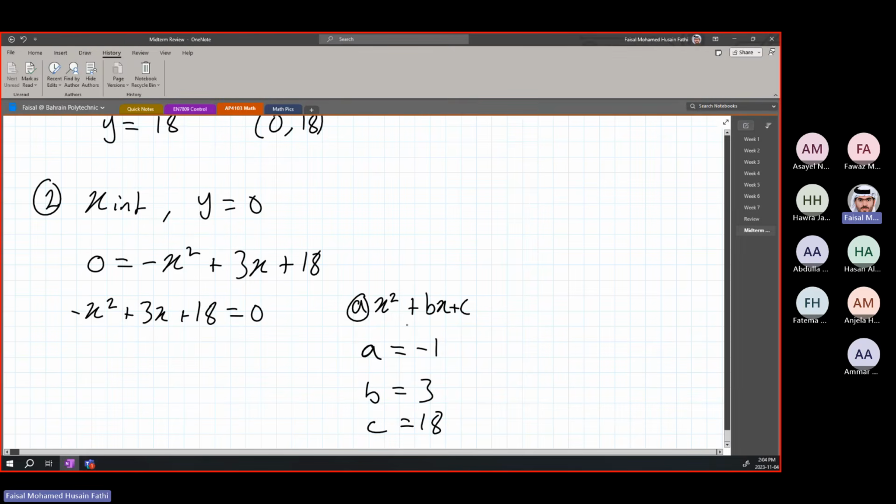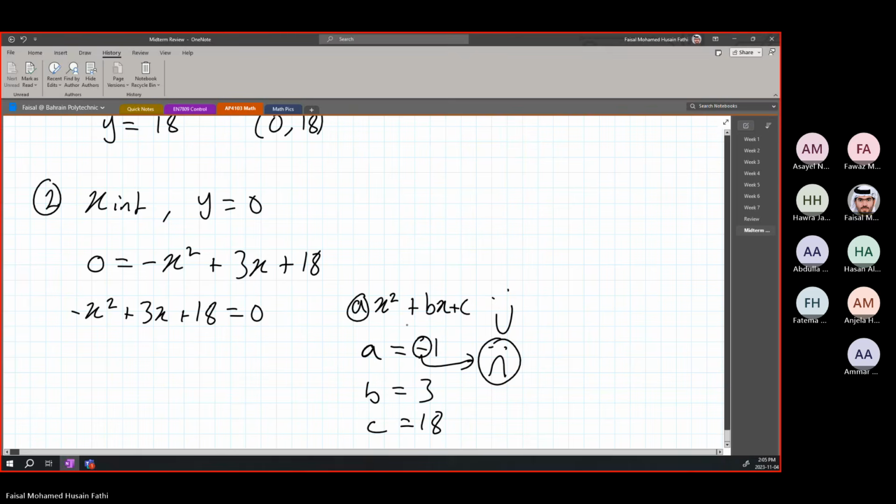Okay. A is minus 1. So is it going to be U or N, sad or happy? It's negative, so it's going to be sad. So we know that the parabola is going to be in this shape because A is negative.